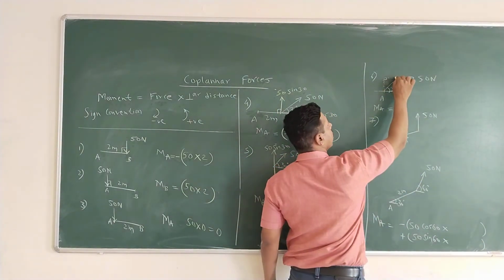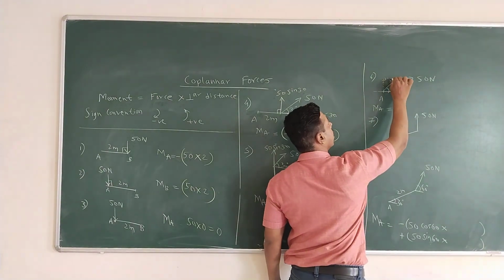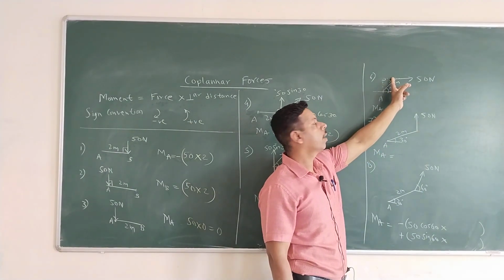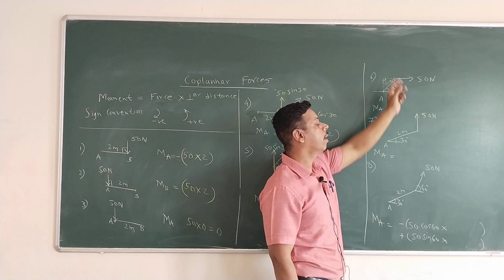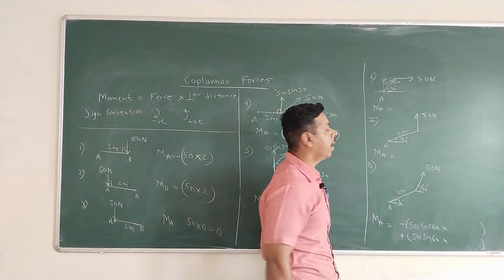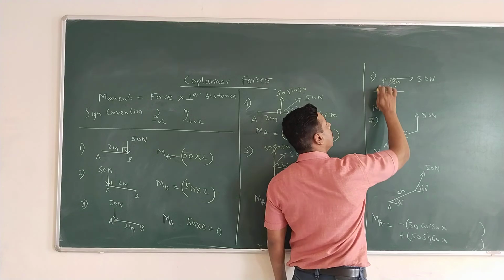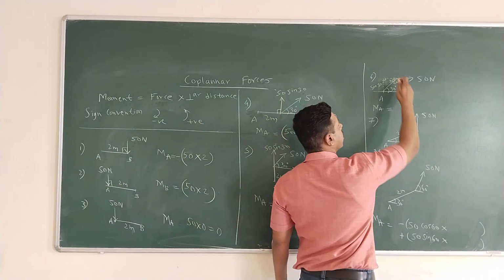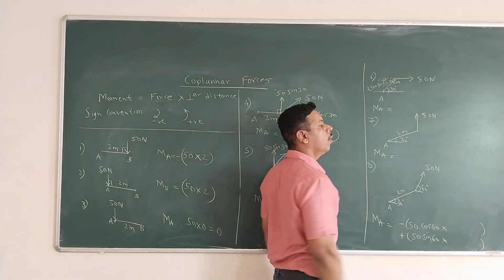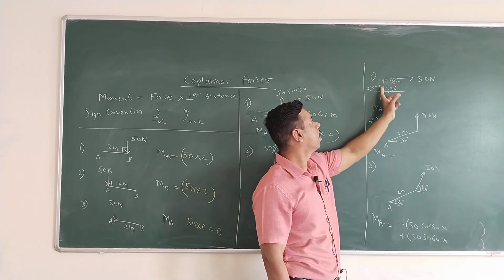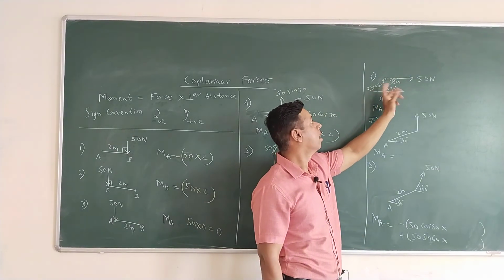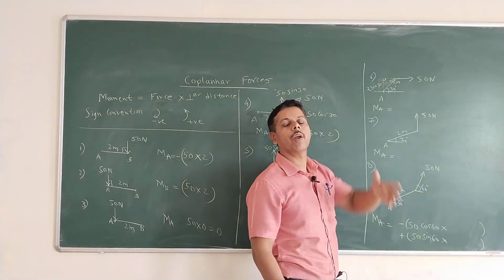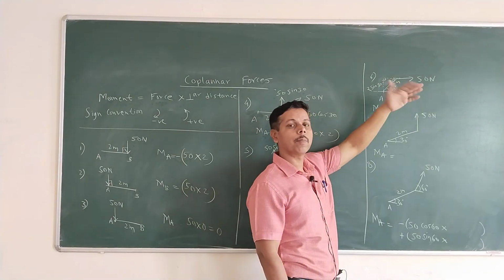This angle is 30, so you know this angle is also 30. When you know the hypotenuse and one angle, in a right angle triangle, we are talking only about right angle triangle, the side opposite to 30 is hypotenuse into sine of that angle. Okay, you know that the side opposite to 30 degrees is half of the hypotenuse, but this formula will not apply only to 30, this formula will apply to all angles.